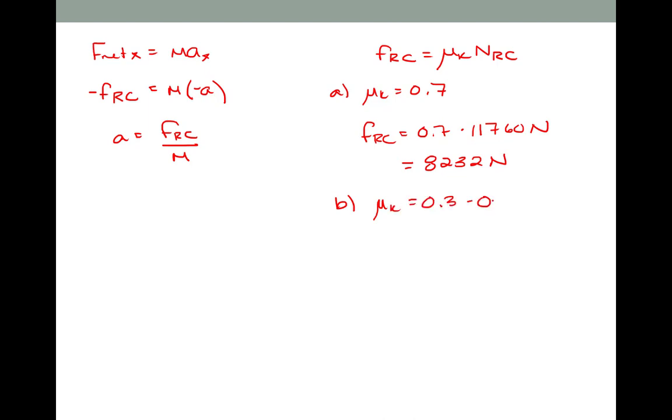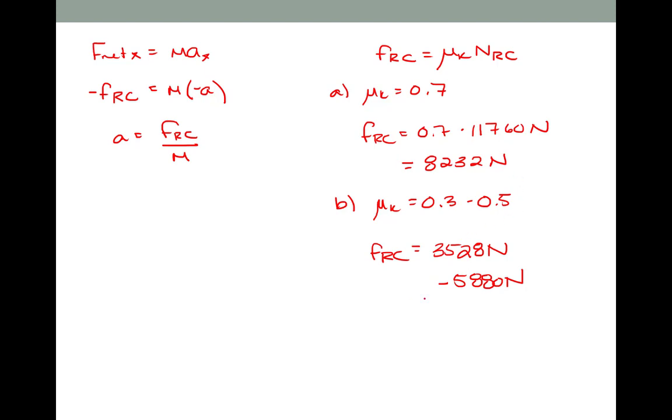For part B, kinetic friction was bounded somewhere between 0.3 and 0.5. Therefore, the force of friction is somewhere between 3,528 newtons to 5,880 newtons, where these two numbers were found by taking 0.3 times 11,760 or 0.5 times 11,760 newtons.